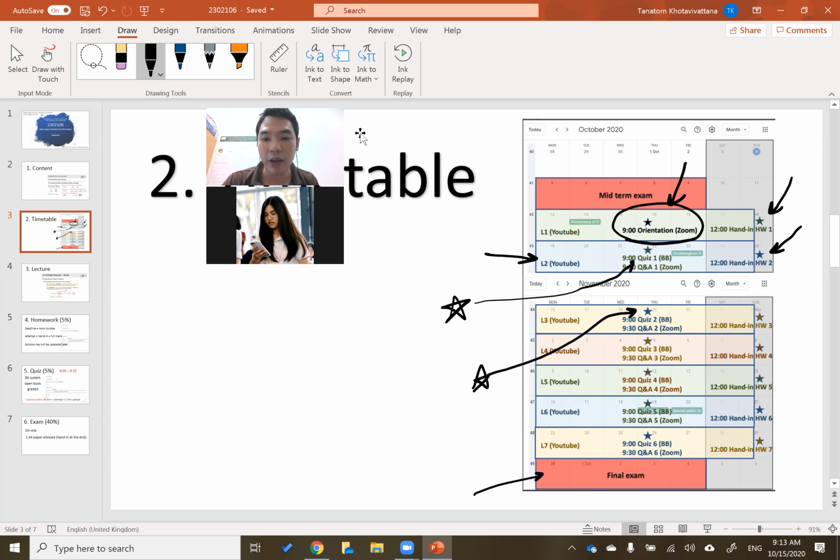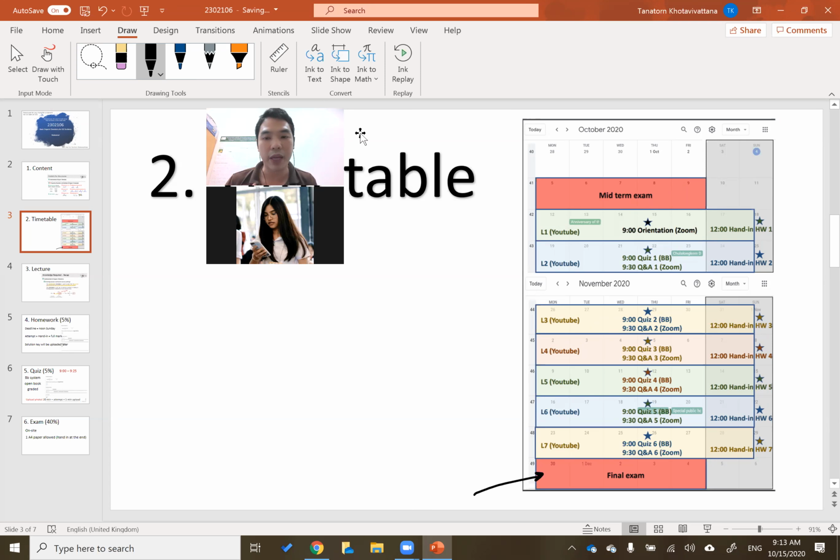If you have a look at the timetable, it will repeat. You have about 1 week to study the content, and then at the end of the week, on Sunday noon, you have to hand in the homework. Then at 9 o'clock on Thursday of each week, you need to log into the Blackboard system to do the quiz, okay? And I will clarify a bit more about each of the contents.